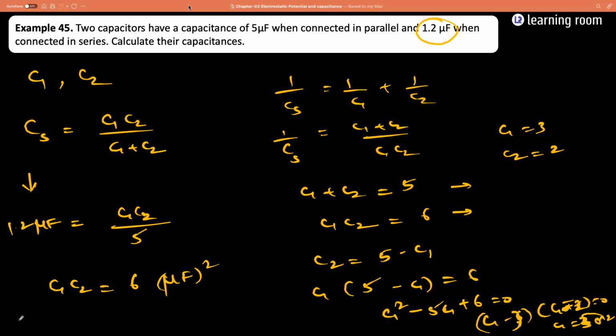Sir, microfarad square, where does it come in? That is because C1 into C2 is there. Because this is microfarad, this is also in microfarad. When they get multiplied, you will get microfarad square. Got it?